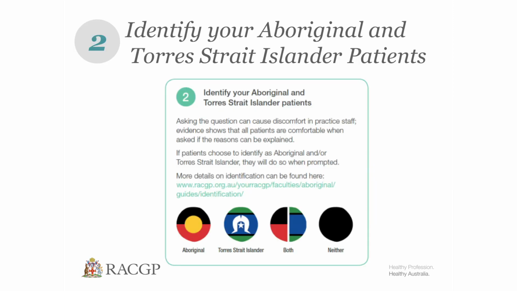Step 2 is really important, and that's to identify your Aboriginal and Torres Strait Islander patients. We know that generally health services aren't that good at doing this. I think GPs are getting better at this. So there's 2 important steps. One is asking the right question, which is, do you identify as Aboriginal or Torres Strait Islander? And then you record that in the notes as Aboriginal, Torres Strait Islander, both, or neither.